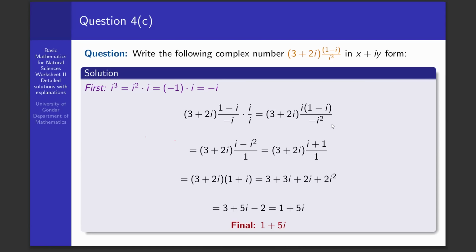So the standard form of this expression is 1 plus 5i, where 1 is the real part and 5 is the imaginary part of this simplification.